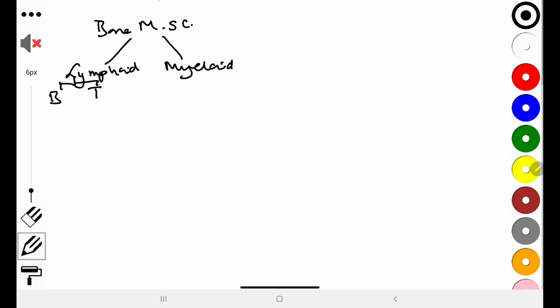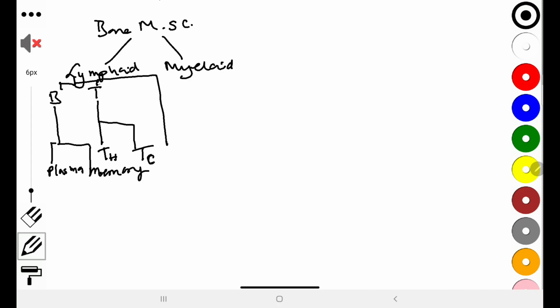Then from the progenitor cells, from the B cells, you get the plasma cells as well as the memory B cells. From the T progenitor cells, you yield the following. You get the T helper cells and TC cells, so the TC, the cytotoxic T cells. The third one that is gotten from the lymphoid is a type of cell known as the natural killer cell, which we talked a little bit about in our previous video.